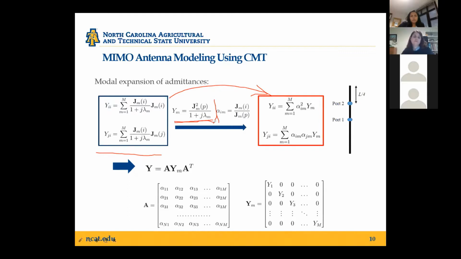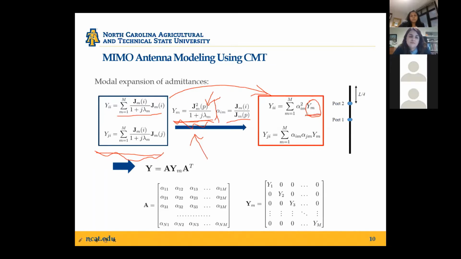So I see your point. On the left is the typical way you would expand the modal admittance using eigencurrents and eigenvalues, right? What I did here is essentially I picked one node, for example, node number P, as my reference node, and I define all my modal admittance with respect to that reference node. And then I normalize my current at all the other nodes with respect to this reference node. Because I already defined the modal admittance here, I can simplify this expression.